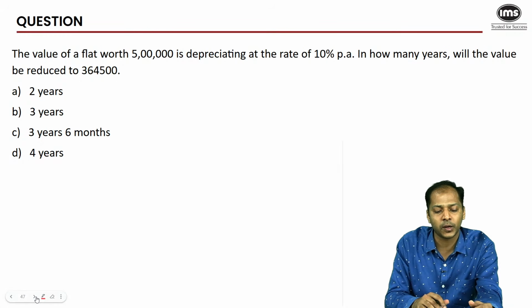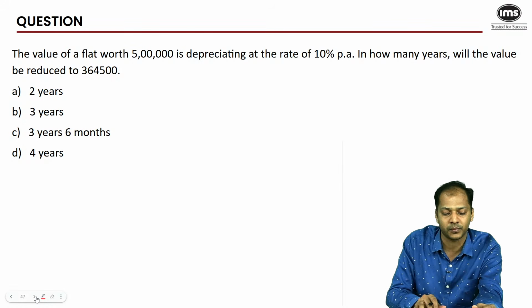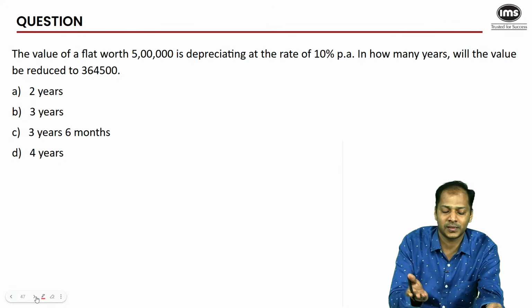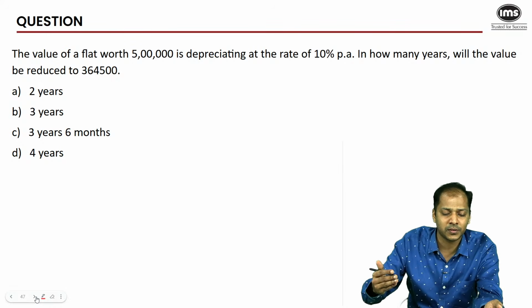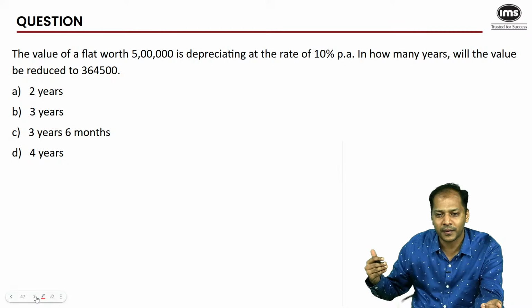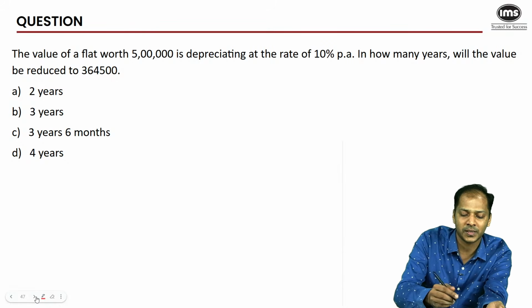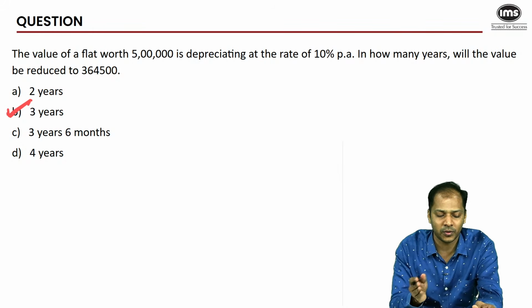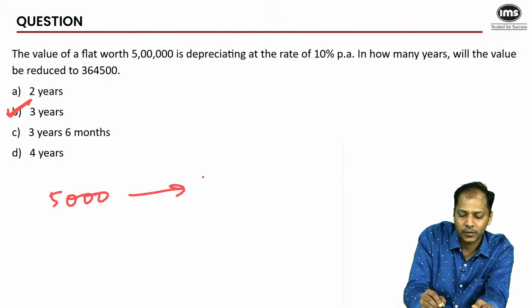The value of a flat worth rupees 5 lakhs is depreciating at the rate of 10% per annum. In how many years will it be reduced to? Come on. Now, this is not something which we have to solve. 45,000, 40,500, and it would reduce by around 4,000, 36,000 something. The answer is option B, 3 years. Don't even bother solving it too deeply.